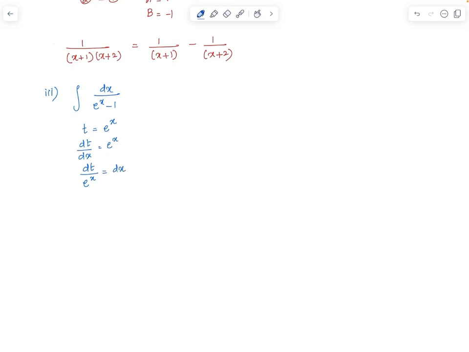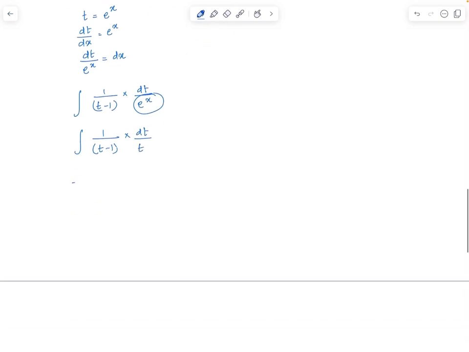Substituting t for e power x, it becomes integral 1 upon t minus 1 into dx, which is dt upon e power x. This e power x also can be written in form of t. So 1 upon t minus 1 into dt by t. Rewriting this, we get 1 upon t times t minus 1 dt.